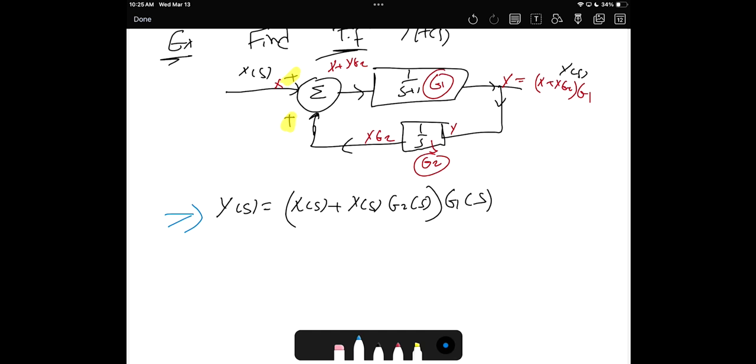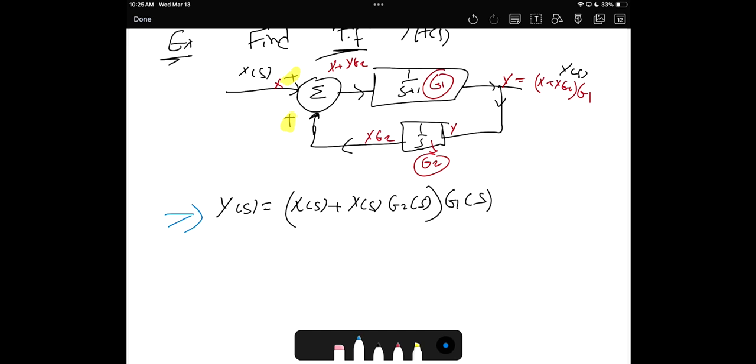In summary, start from y. Here's y. Here I call this g2. So this is a product, y times g2. Then here we go to the sum. Then here we have x. X, because it's positive, positive x, here positive, positive y g2. Then there is a product, so times g1. So x plus y g2 times g1. That's how we get it.